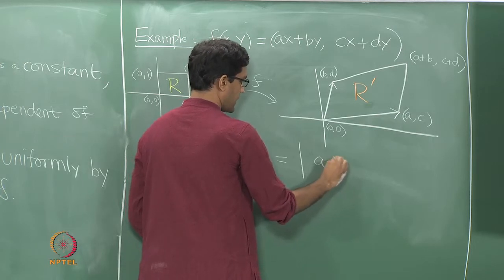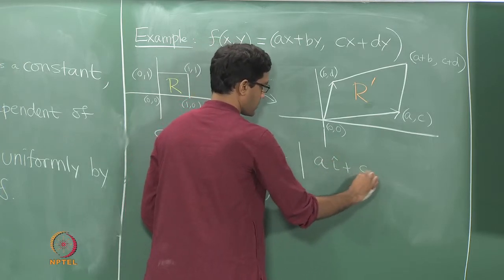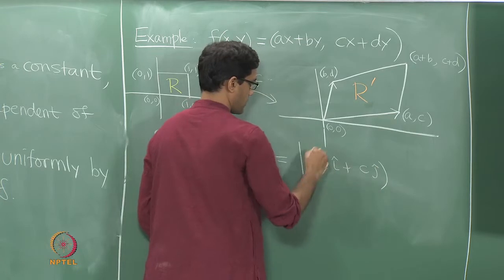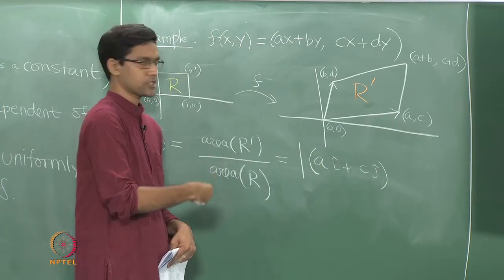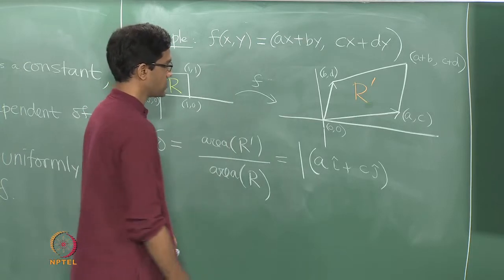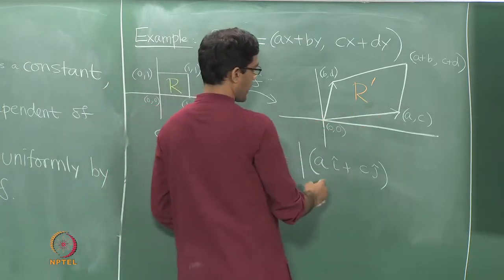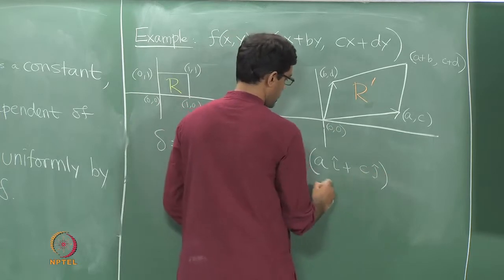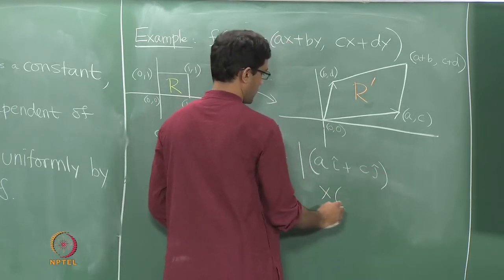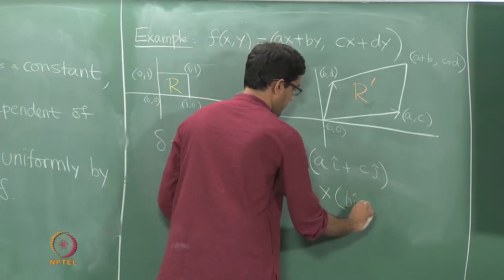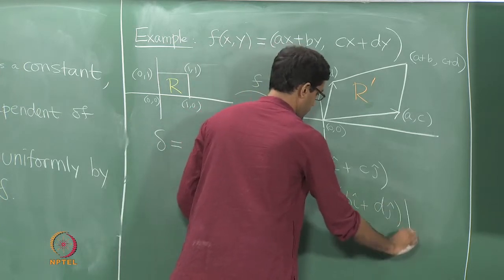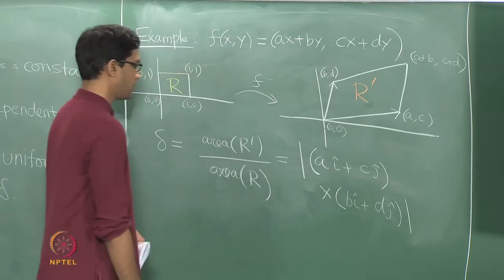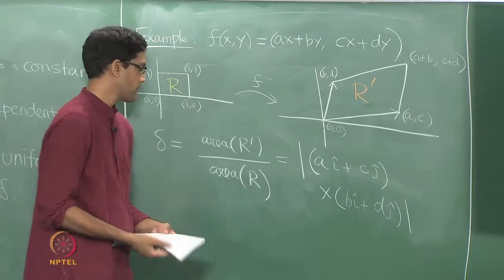So recall that i cap and j cap are often the standard notations for the unit vectors along the x direction and the y direction. So I have this vector a i cap plus c j cap, cross product with b i cap plus d j cap. So that is the cross product of these two vectors, and I need to find the magnitude of the cross product at the end of the day.